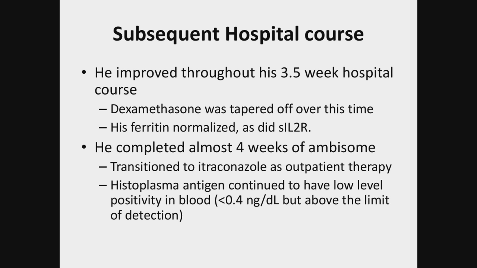The patient completed about 4 weeks of AmBisome, was transitioned to itraconazole as outpatient therapy. His histoplasma antigen continued to have low-level positivity in blood. They reported it as less than 0.4 nanograms per deciliter. However, that is above their limit of detection, so they reported it out as still low-level positivity.